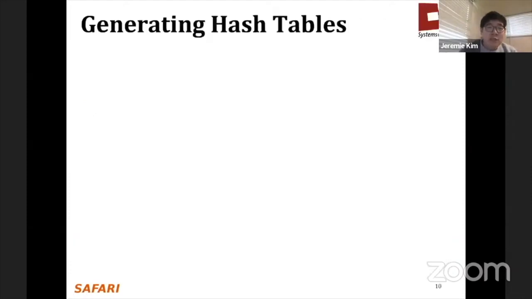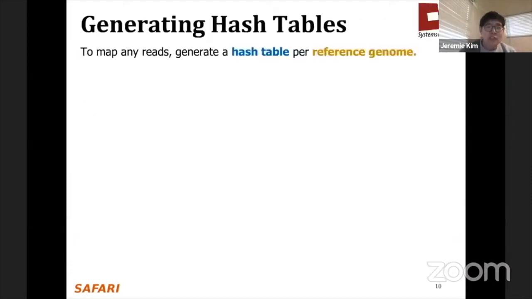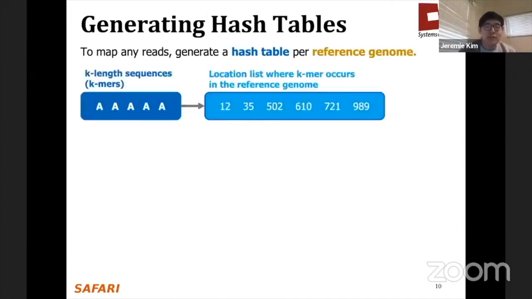So before mapping any reads, we generate a hash table once per reference, which can be used to map any number of reads to the specific reference genome. The keys in the hash tables are k-length sequences, which are referred to as k-mers, and the values are lists of locations in the reference genome that the particular k-mer occurs in. So in this example, we see that the sequence of 5 A's here on the left occurs in 6 locations, which is shown on the right.